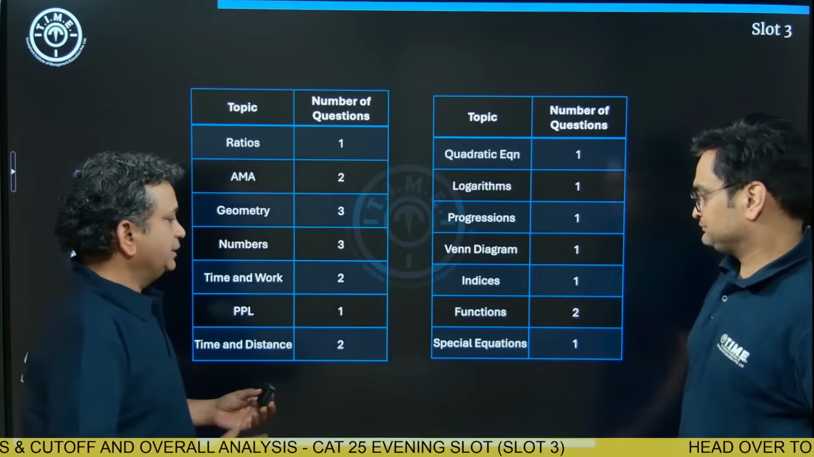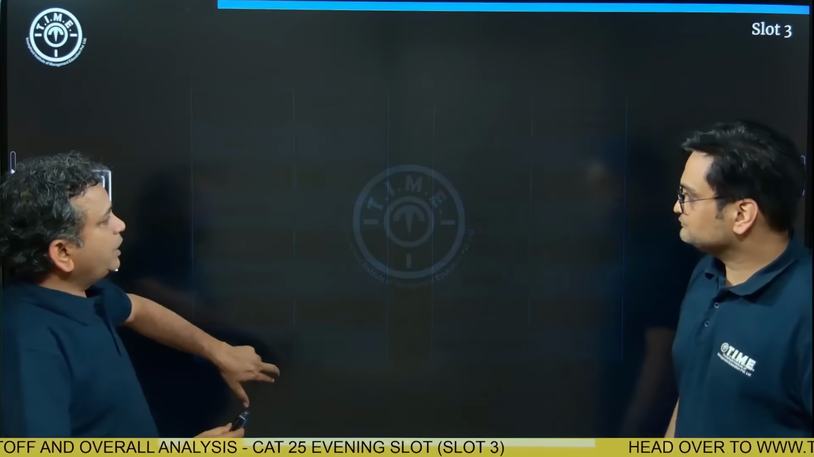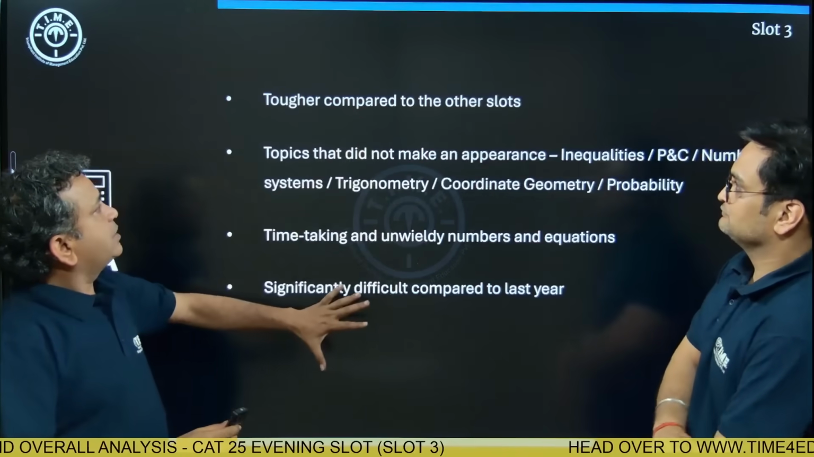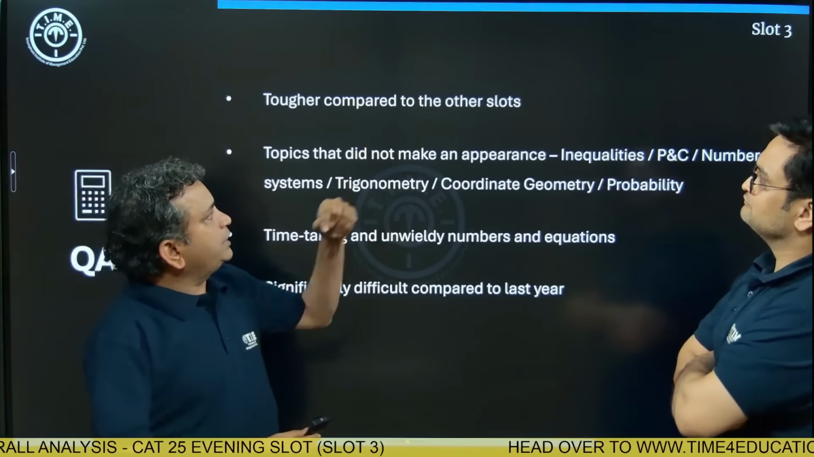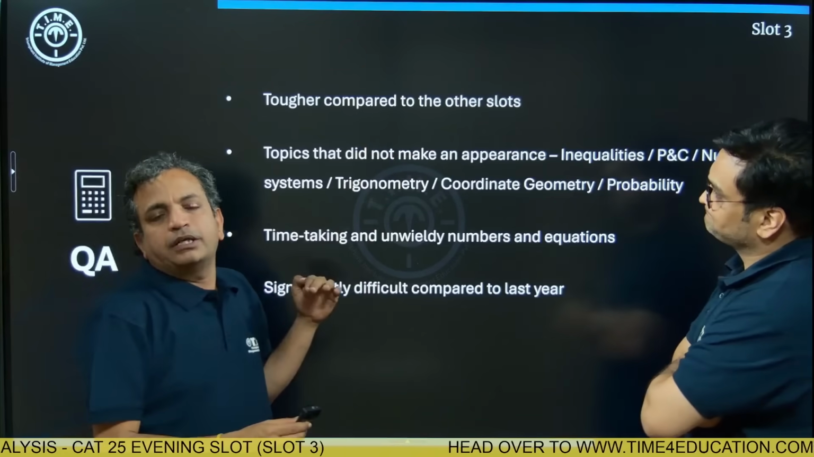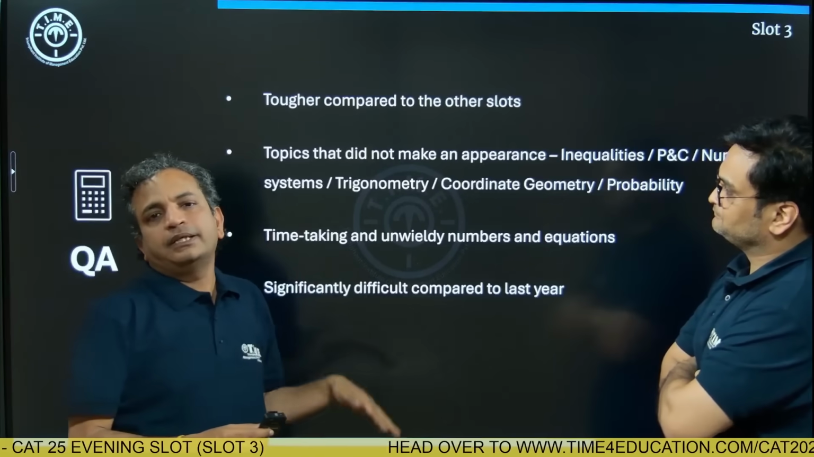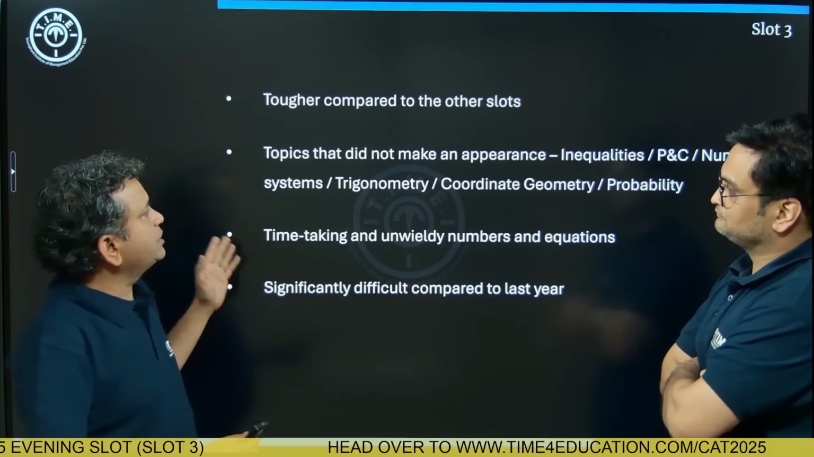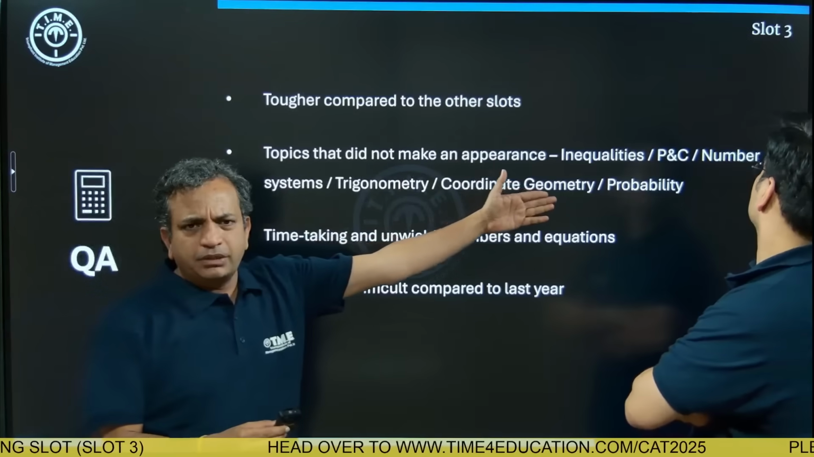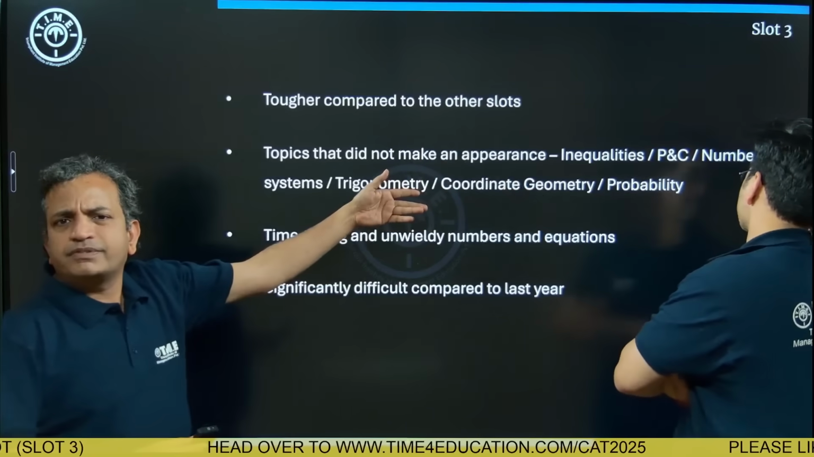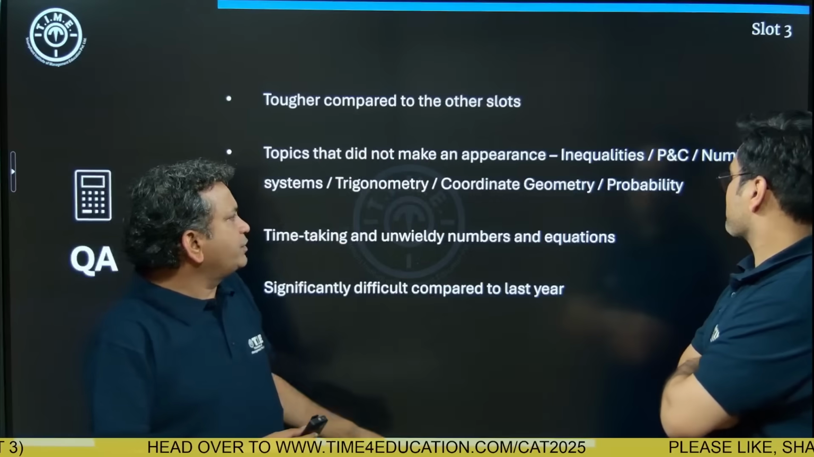All right. So let's move on now to the overall summary. The third slot, quant, is clearly the toughest across the 3 slots, tougher compared to the other slots. And obviously, there are topics that did not make an appearance, similar to what we have seen in the morning slot and the afternoon slot.